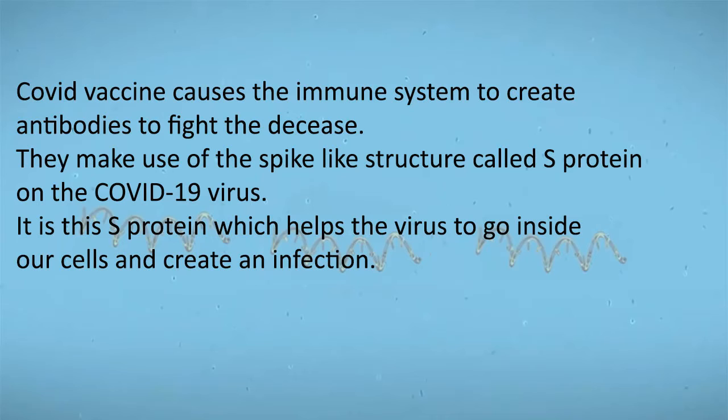COVID vaccine causes the immune system to create antibodies to fight the disease. They make use of the spike-like structure called S protein on the COVID-19 virus. It is this S protein which helps the virus to go inside our cells and create an infection.